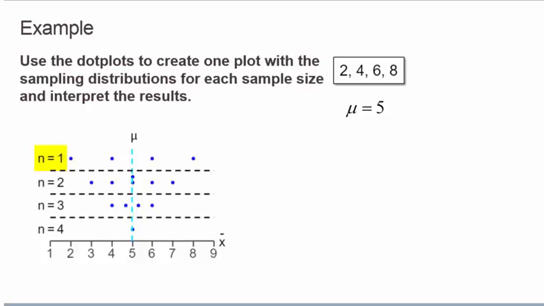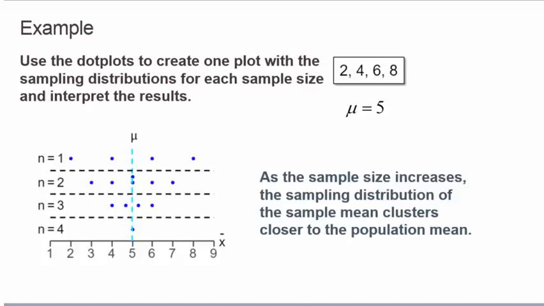When the sample size was 1, we had no dots at 5. When the sample size was 2, we had 2 dots at 5, but the rest of the data was spread out. When we had the sample size of 3, the dots were much closer to 5, but I didn't have a mean of 5. And then when n equaled 4, our mean was 5. As the sample size increases, the sampling distribution of the sample mean clusters closer to the population mean.